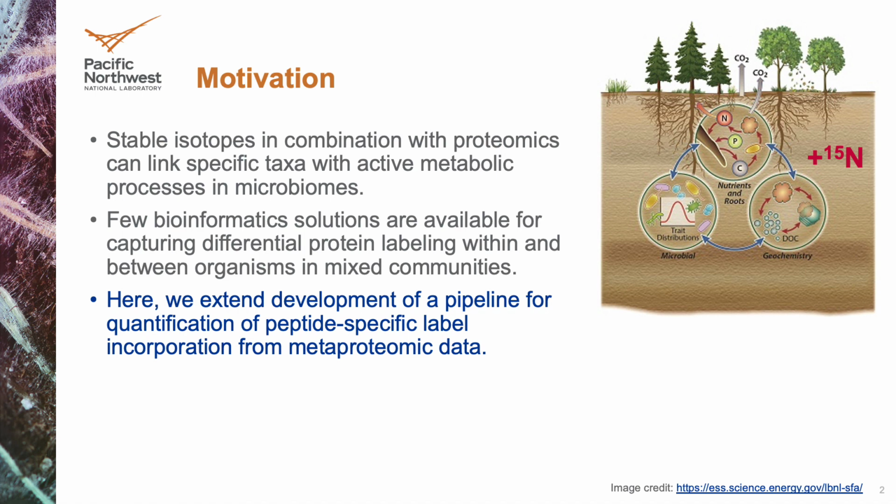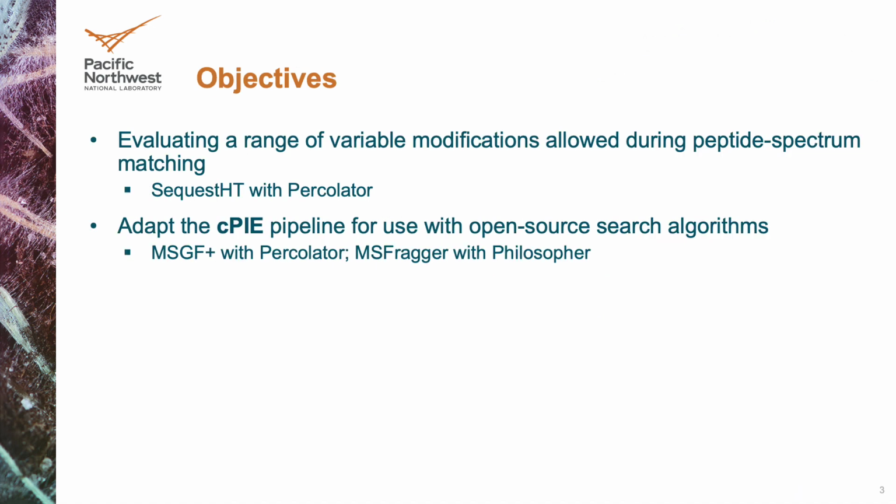Here we extend our previous development of a pipeline for quantification of peptide-level isotope enrichment from metaproteomic data, by evaluating the impact of the number of variable modifications considered during peptide spectrum matching on peptide identification rates and enrichment estimates. That work was done using the Sequest algorithm with Percolator for post-processing, implemented in Proteome Discoverer, which is the peptide spectrum matching workflow our pipeline was originally developed with. And we also adapted our pipeline, which we call CPI, for use with open source search algorithms as an alternative to Proteome Discoverer. Specifically, we tested MSGF Plus and MS-Fragger.